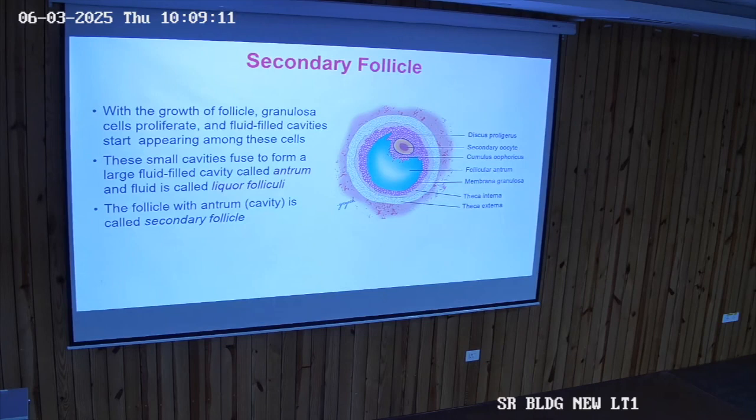Now this pushes the ova from the center towards the periphery. This ova is pushed towards one side. Now when it is reaching towards one side, the cells which are towards the antrum and towards the outer side are called cumulus oophorus cells. Those cells which are towards the antrum are named cumulus oophorus, while the ones on the outer side are called discus proligerus.